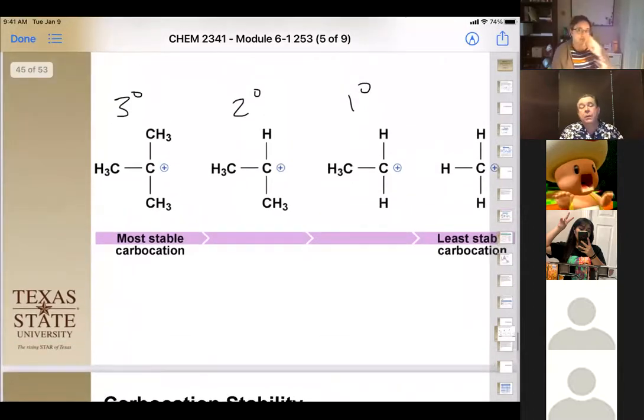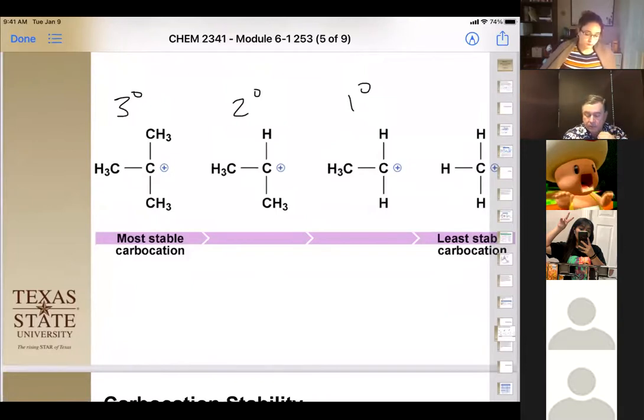Okay. So with the structure of this carbocation, what we've done is we have changed hybridization. We've gone from an sp3 hybridized carbon to an sp2 hybridized carbon. But where's the positive charge?